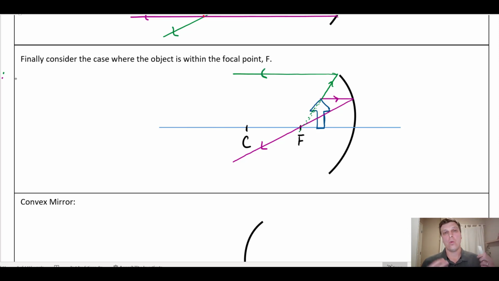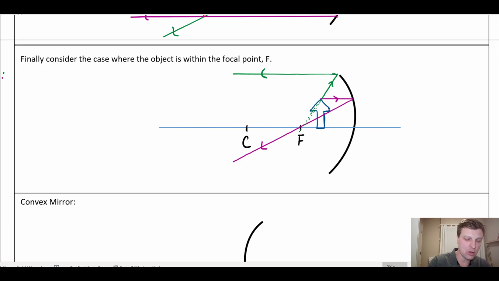Now, if I do my same trick from before, wherever these lines meet, that's where my image is formed. But you can see that the reflected rays are now diverging, and so they're never actually going to meet. This green ray and that purple ray never actually cross paths. But again, this is geometric optics. So while the actual reflected rays don't cross paths, I can think about the lines that they're sitting on.